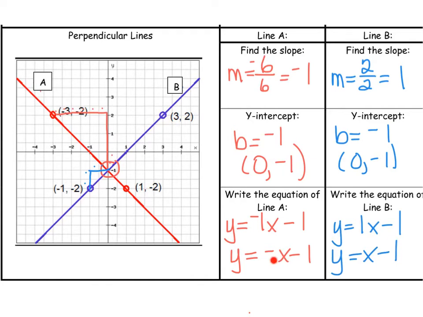So we take a look at these slopes. The slope of line A is negative, the slope of line B is positive, so these slopes are opposites. This one is a negative one, this one is a positive one. But they're also opposite reciprocals, and we'll see that a little better in the next example.